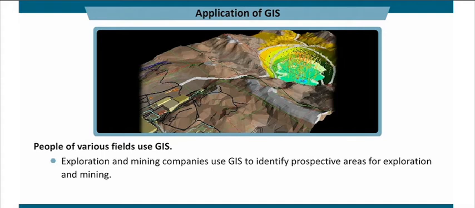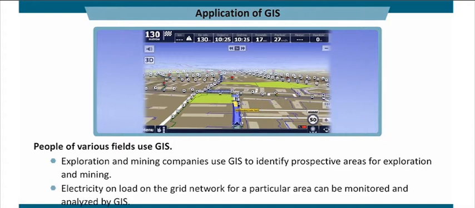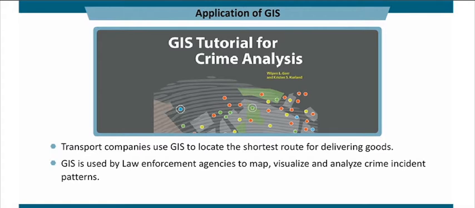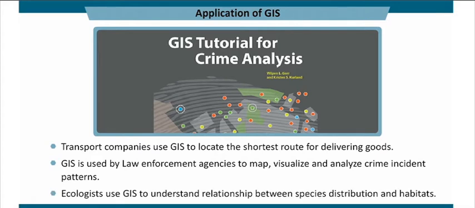Exploration and mining companies use GIS to identify prospective areas for exploration and mining. Electricity load on the grid network for a particular area can be monitored and analyzed by GIS. Transport companies use GIS to locate the shortest route for delivering goods. GIS is used by law enforcement agencies to map, visualize, and analyze crime incident patterns. Ecologists use GIS to understand the relationship between species distribution and habitats.